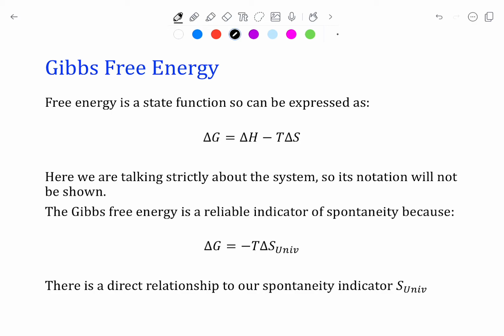We will not be showing it because we no longer consider the surroundings when looking at the Gibbs free energy. We can use the Gibbs free energy as a more reliable indicator of spontaneity because there is a relationship between the Gibbs free energy and our previous spontaneity indicator, delta S of the universe. So that relationship is that delta G is equal to negative T delta S of the universe. And we said if we know the delta S, we can know if it's spontaneous or not. However, it's kind of hard to measure the delta S of the universe since we'd have to find the surroundings. So we're doing this using our Gibbs free energy.